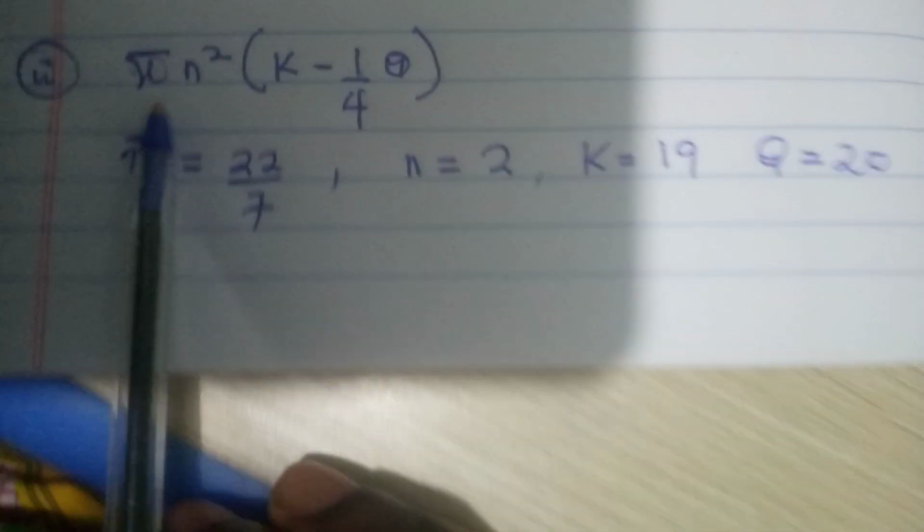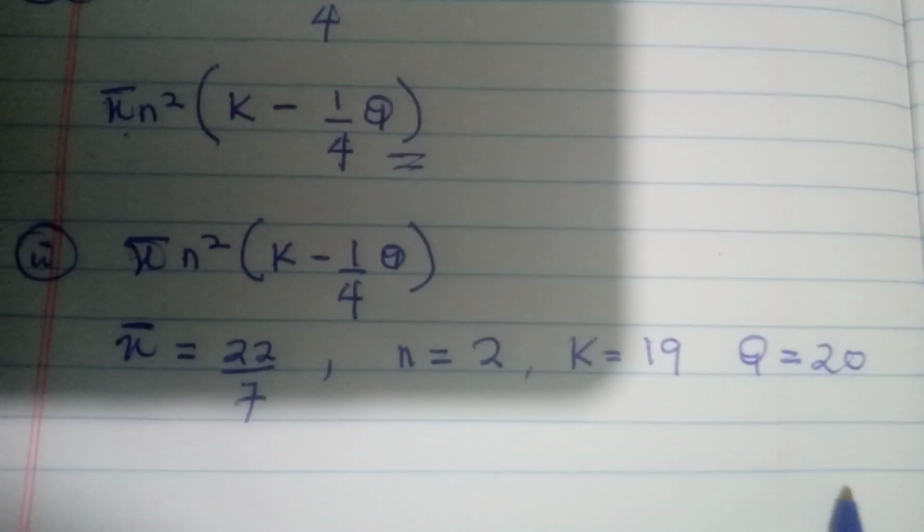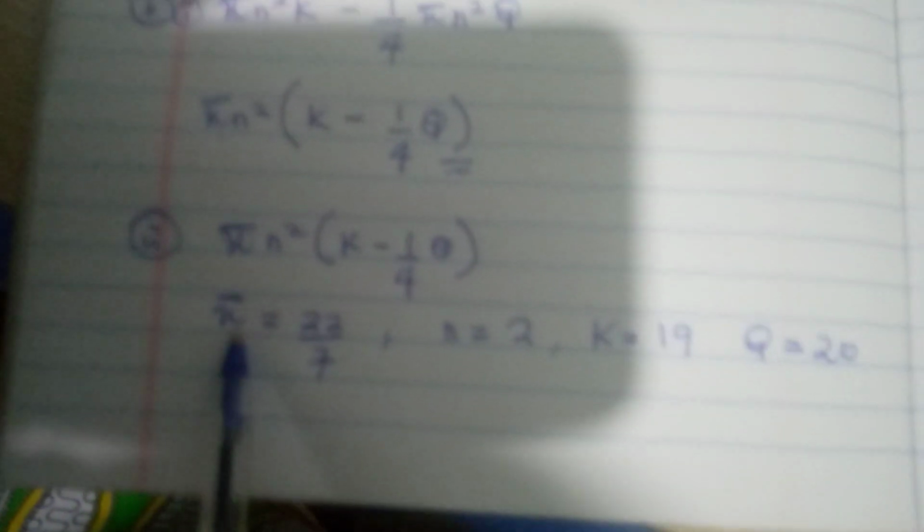Now that we have factorized, we are going to substitute each of the variables with the given values. So let's quickly rewrite the expression that we factorized. Let's quickly rewrite it down. The expression we factorized happens to be pi n squared bracket of k minus 1 over 4q. Then per what you have been given, pi is 22 over 7.